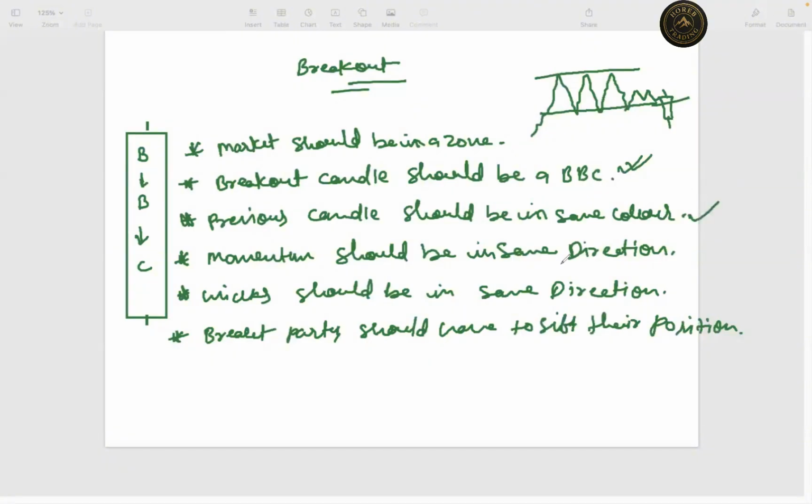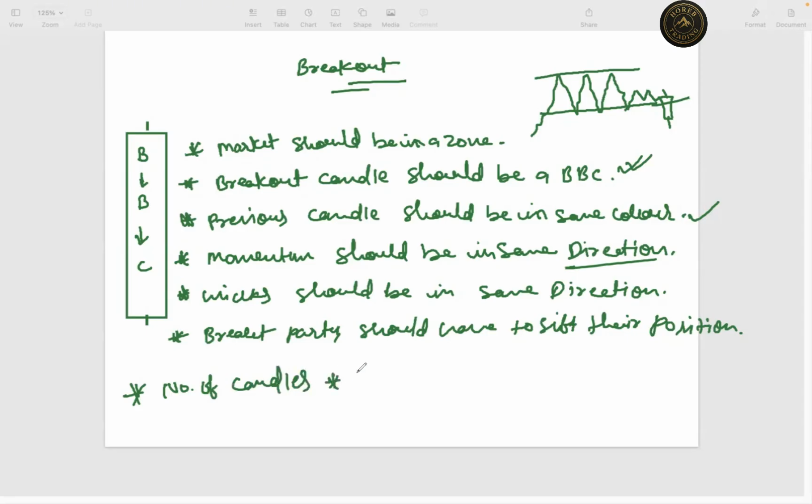And the previous candle should be the same color. I've explained it. And the momentum should be in the same direction. You need to use the base market story to analyze the number of candles, the wicks, the volume, just to know the pattern that is strong. It's very important. That's the base market story. It will help you.